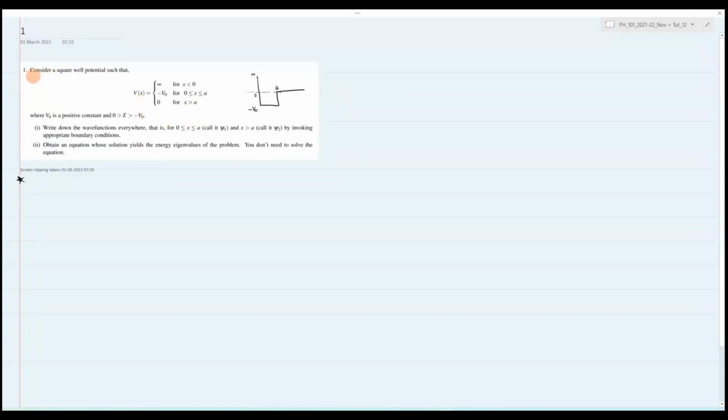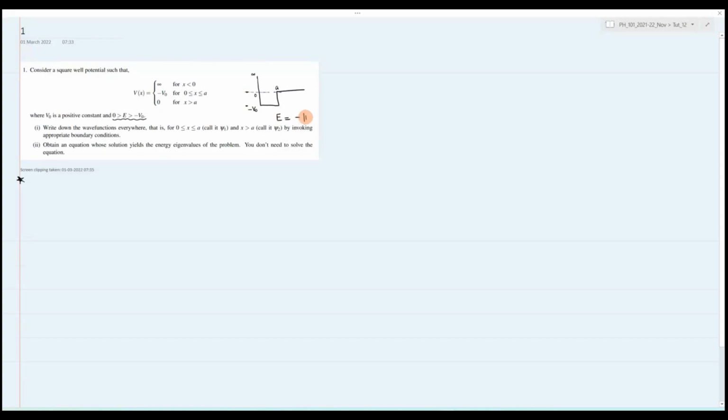So this is the first problem. In the first problem, the potential shape is given to us. To the left side of the origin, it's infinity. In between 0 to x equal to a, it's minus v0, and from a to infinity, it's 0. And also the energy of the particle is given. It says that it's between 0 and minus v0, so it's between this position and this position. Okay, the total energy.